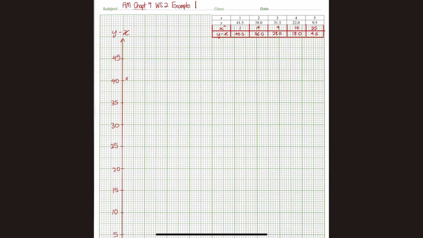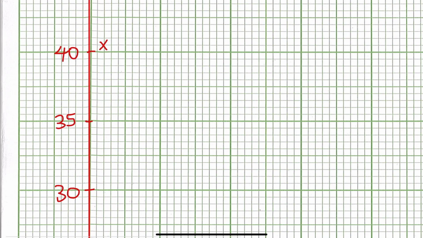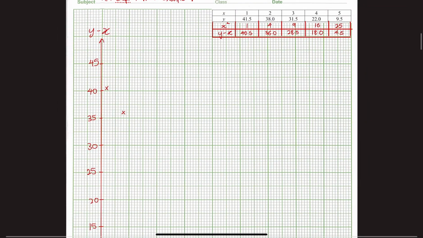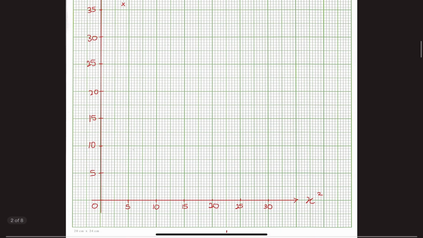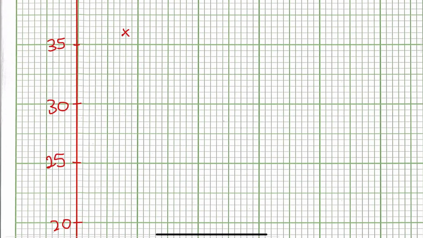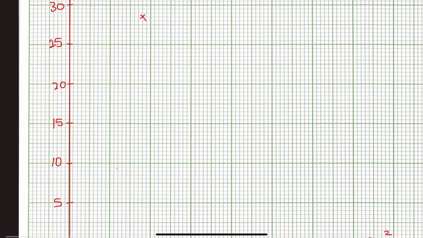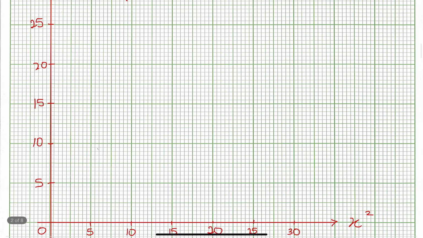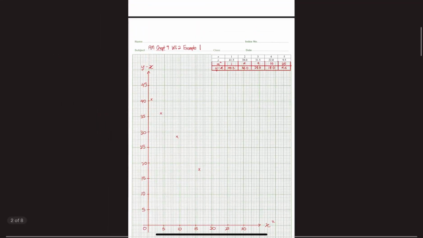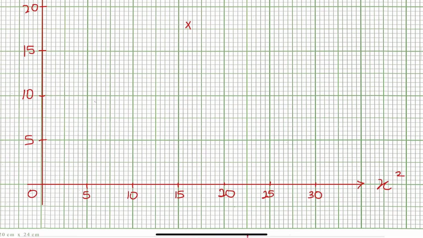Okay. So very quickly, if I were to plot out all the points, 4 and 36, I should get here. 9 and 28.5, here. 16 and 18, I should get 16, 18 here. Then 25 and 4.5, I should get here.